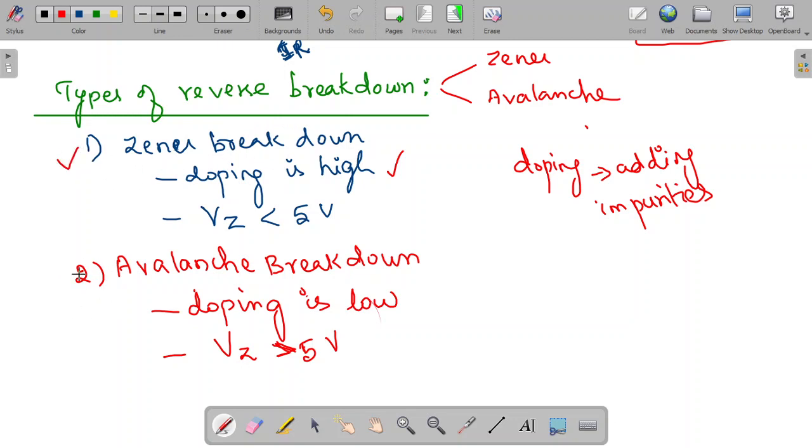The second type is avalanche breakdown. What is avalanche breakdown? For that, the doping should be very low, and VZ is greater than 5 volts. So the breakdown for this Zener diode can occur from 1 volt to 250 volts. That depends on the conditions in manufacturing.